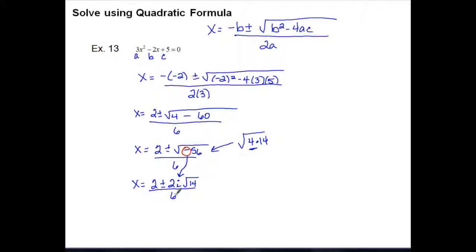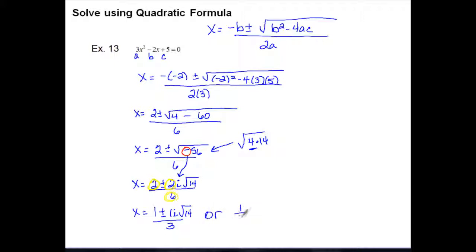Now, at some point, sometimes you're finished here, but this one will simplify just a little bit more because the 2, the 2, and the 6 are all divisible by 2. So divide all of these by 2, and you're going to get 1 plus or minus. You don't have to put the 1 right here, but I'm going to put 1i square root of 14 over 3.